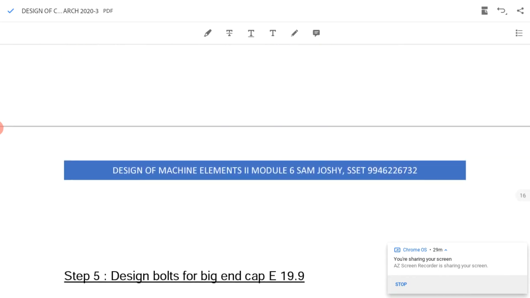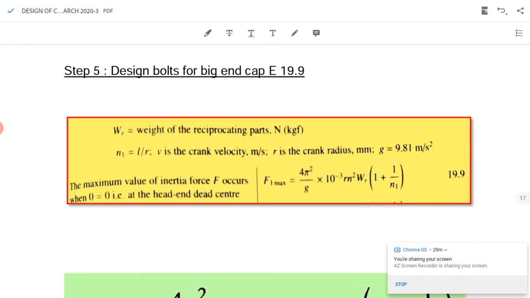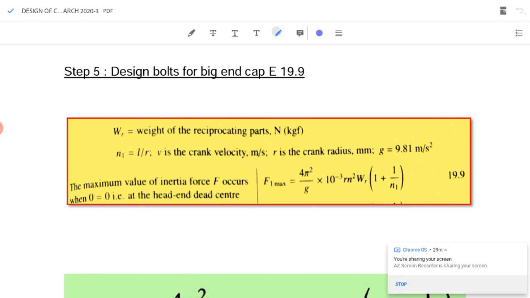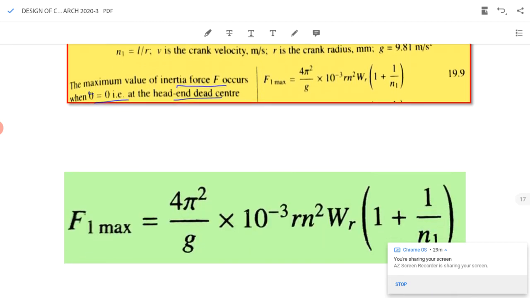Now we have to design the bolt. Very simple. We have the equation in equation 19.9. Fi max, Fi is the inertia force. Maximum inertia force occurs when theta equal to 0 degree. This theta equal to 0 degree at the head and center when they are in line. 4 pi square by g into, this is our equation. We will see how it goes.